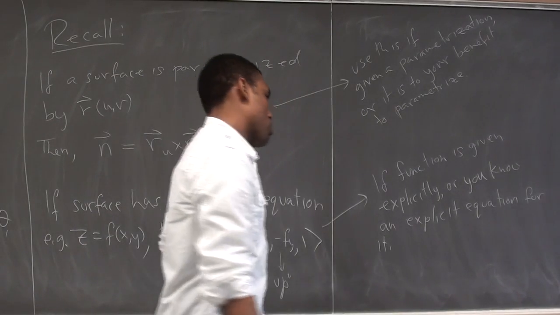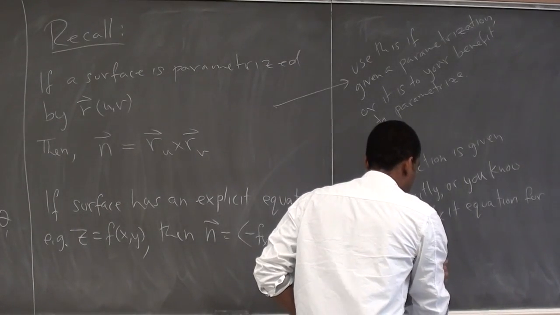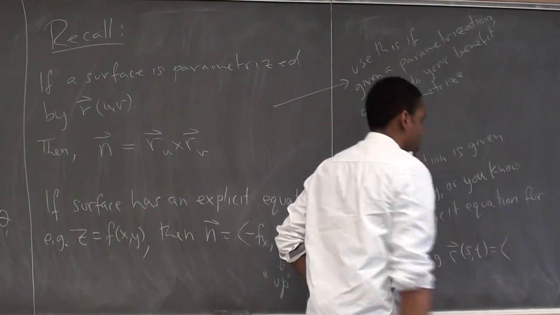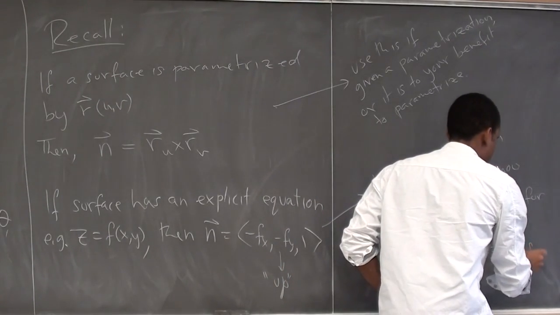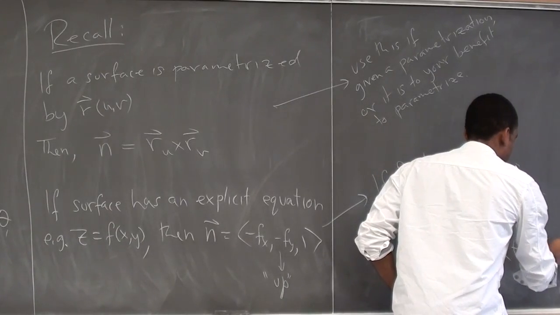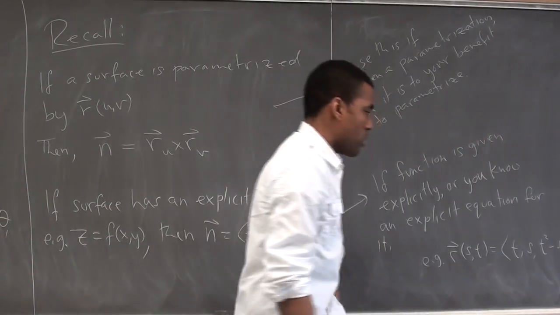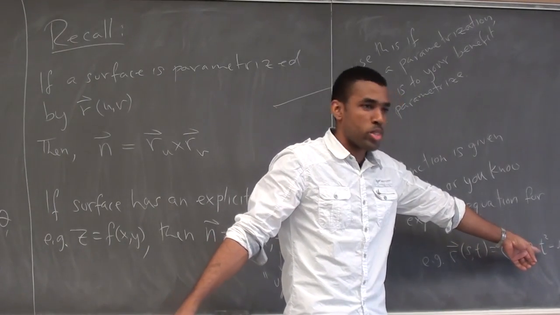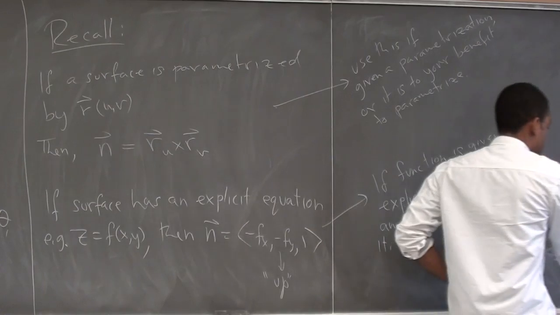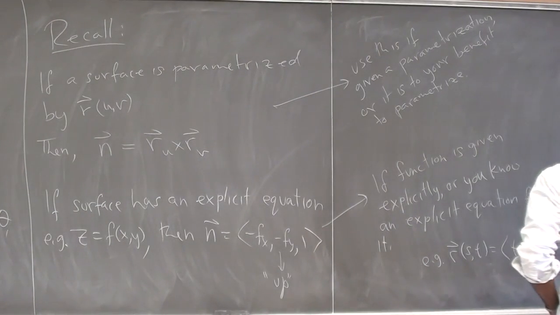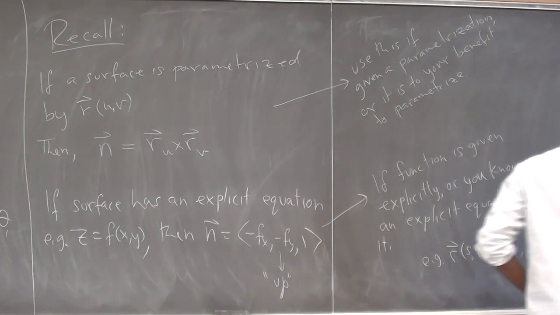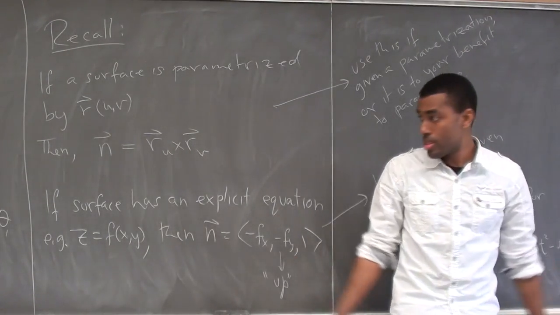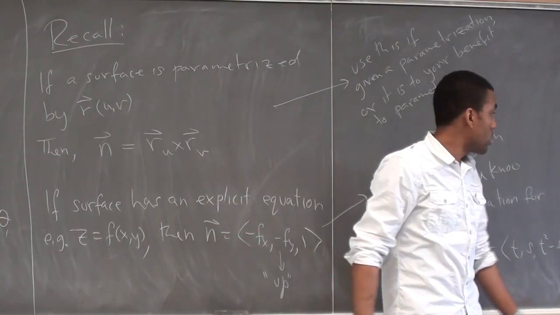For example, in one of your homeworks, one of the first problems, they gave you a vector function that they wanted you to describe. It was something like r of s, t equals t, s, t squared minus s squared, something like that. Well, you just know if you let x equals t, y equals s, then z would be y squared minus x squared. So this is really just describing the surface z equals y squared minus x squared. And so you can go from this parameterization to that and then use the easy formula: minus fx, minus fy, positive 1.